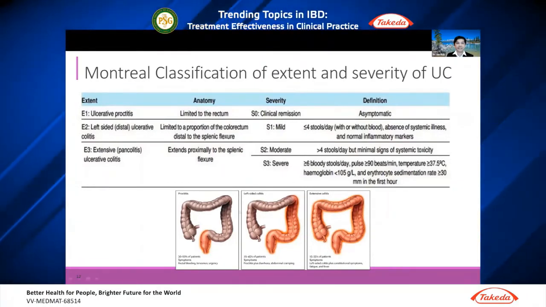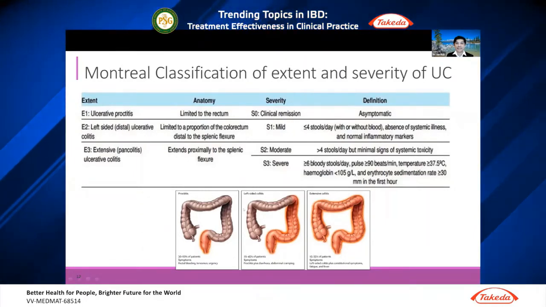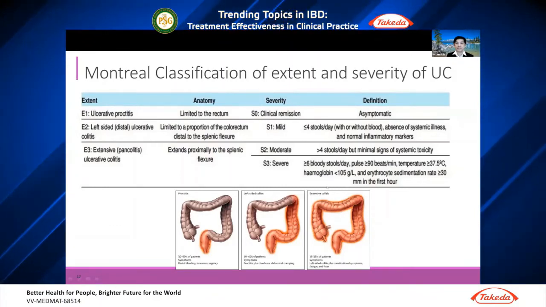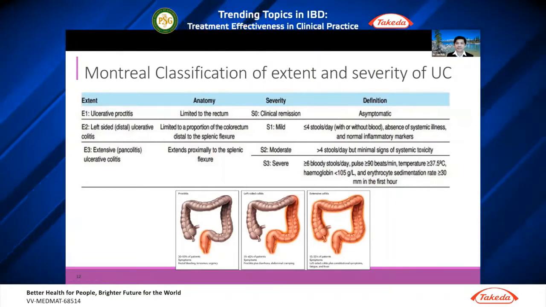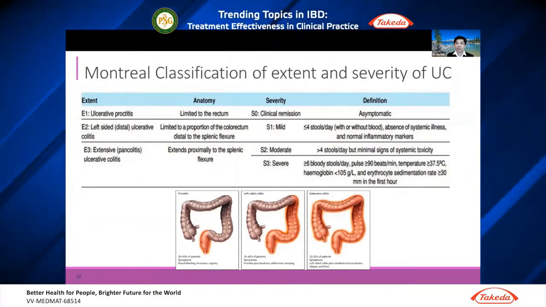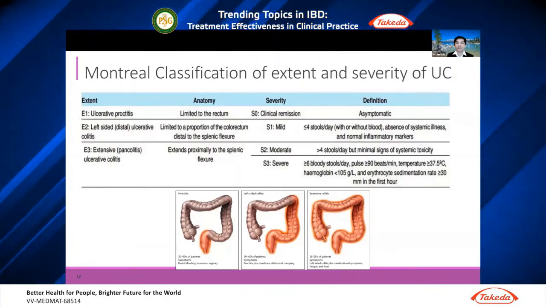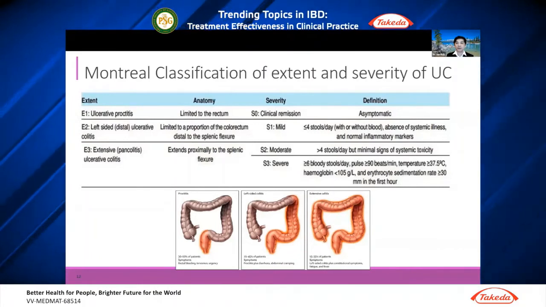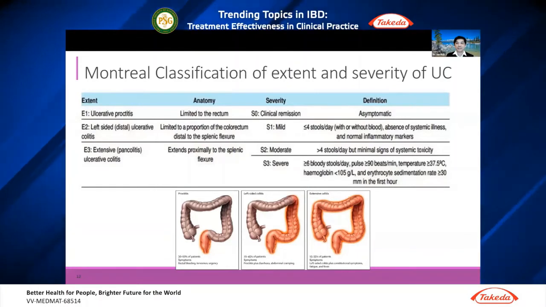And E3 is extensive or pancolitis, in which the colitis extends proximally to the splenic flexure. How about the severity? So they define S0 as clinical remission or asymptomatic. S1 is mild, less than 4 stools per day with or without blood, absence of systemic illness, and normal inflammatory markers. S2 is considered moderate.